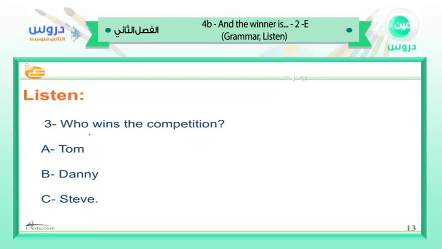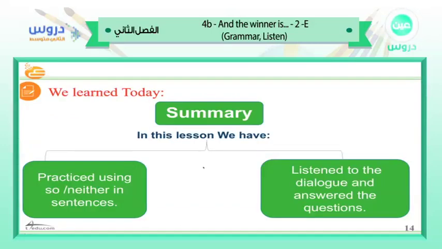Number 3. Who wins the competition? Who is the one who wins the competition, everybody? Tom, Danny, or Steve? Of course, the answer is Tom. Tom. Okay?